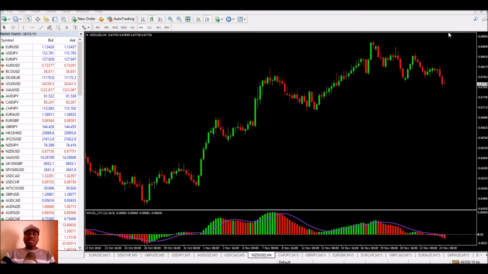This is New Zealand USD 4-hour time frame. And for you to identify your A, B, C, D, you need to look for an uptrend because we want to draw an uptrend line. So here we can see the market range a little bit, but from this point we can see that we have an uptrend. So now we would like to draw our point A, point B, and point C, where we can connect point A and C to have our uptrend line.